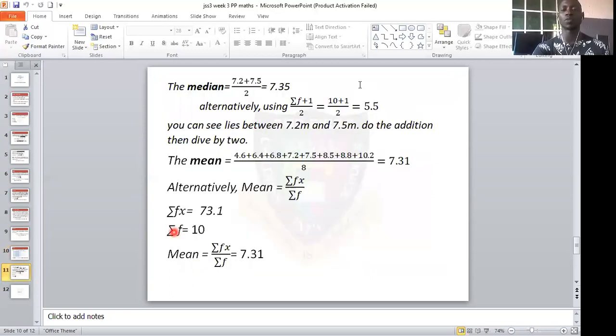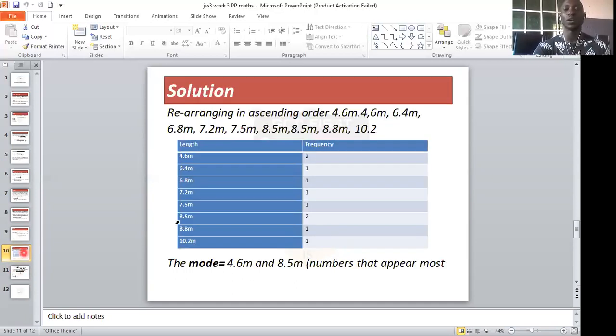So you have 10 plus 1 over 2, according to the formula summation F plus 1 divided by 2, which is 10 plus 1 divided by 2, which is 5.5. You know, this is not the answer. This is 5.5. Then you go to your frequency table. Where does 5.5 fall into?